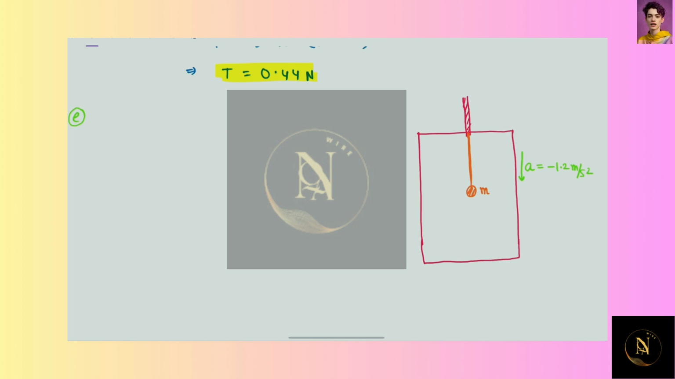So let's note down the data first. Lift is moving downward with a deceleration of 1.2 meter per second square. Now, as in this case the lift is moving downward with a deceleration, which is equivalent to the lift moving upward with an acceleration of 1.2 meter per second square.